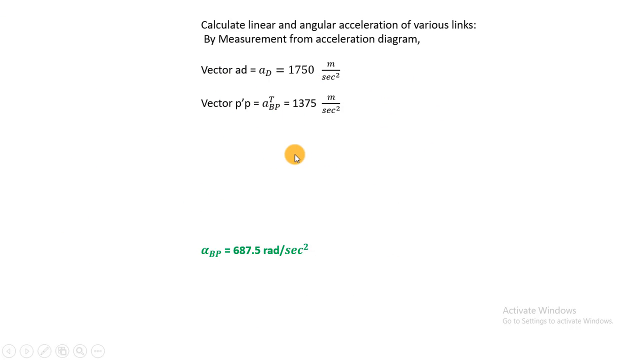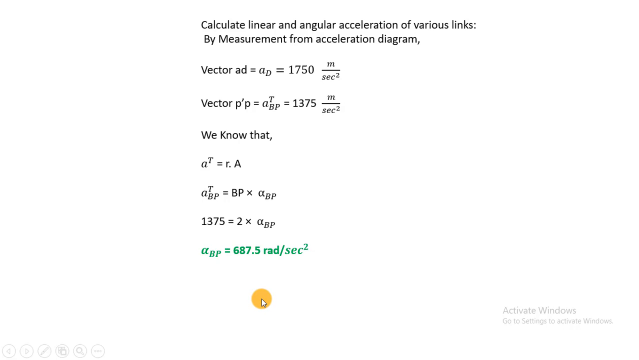Now we know the tangential component of acceleration, which is represented by the vector P dash P. Measure the length of the vector P dash P, multiply by the scale, and we get 1375 meter per second square. Then AT is equal to R alpha, where alpha stands for angular acceleration. So AT BP is equal to BP into alpha BP. We know the tangential component is 1375, and BP is 2 meter. Putting in the values, we get the connecting rod angular acceleration as 687.5 radian per second square. This is our final answer.